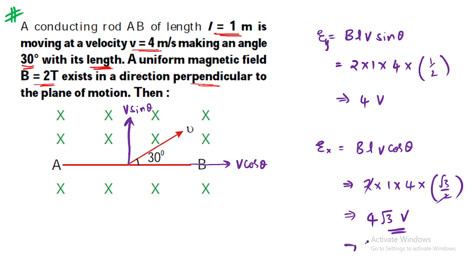Or else I can write 4 times root 3 as 1.7. Can I write? So 17 4s are how much? Right? 17 4s are how much? 68, which means 6.8 volt.